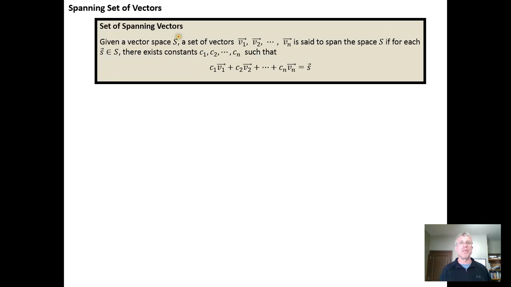If we start with the vector space S, and then from that vector space we extract n vectors, we say that those n vectors span the vector space if for any arbitrary vector S in the vector space, we can write the vector S as a linear combination of those n vectors. Then we say that the vectors form a spanning set for the vector space.